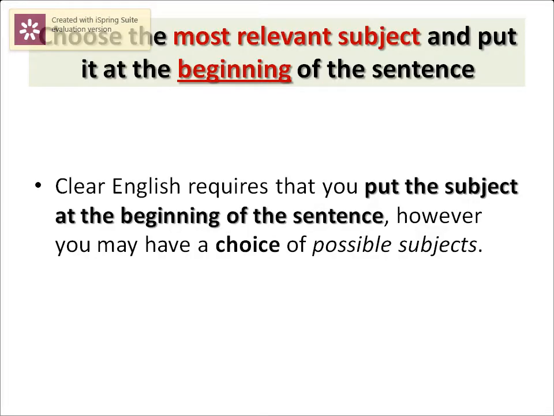It is very simple. Choose the most relevant or most important subject and put it at the beginning of the sentence. In this case, we should ask the following question: what's the most important? Which word would we put at the beginning to attract the attention of the reader? Therefore, when we have more than one subject, the most important should be used as the subject. That means that the most important word, or subject, should come first in the sentence.